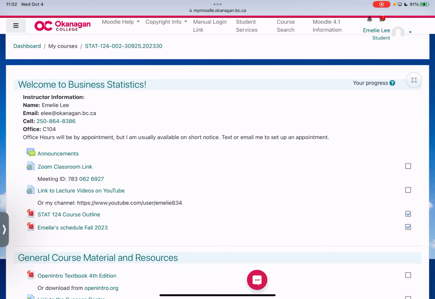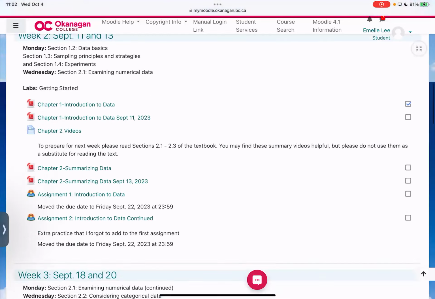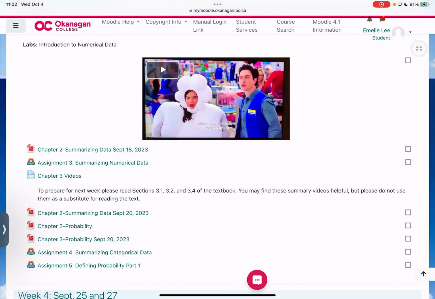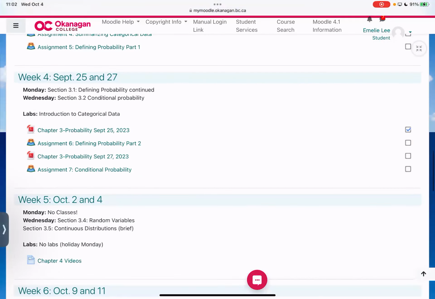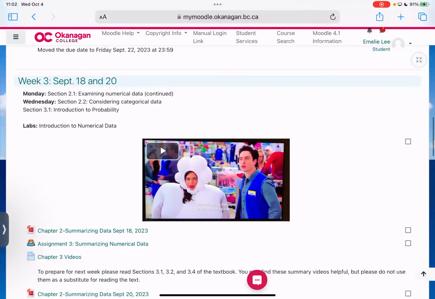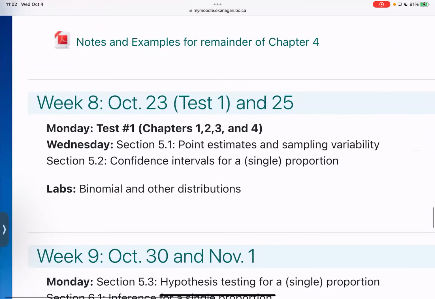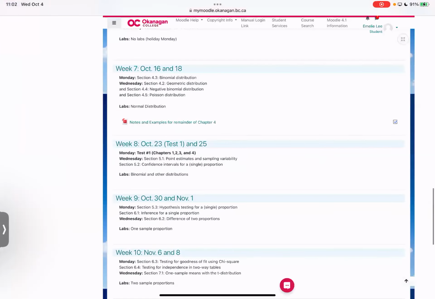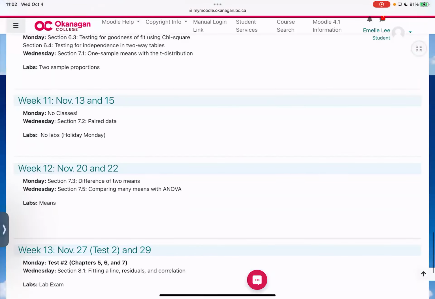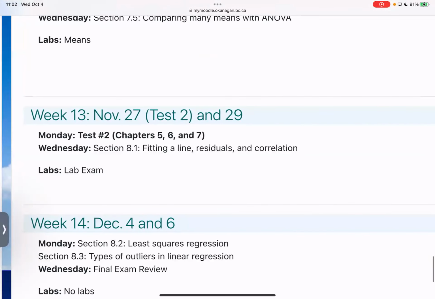I've got our test dates posted. Test number 1 is when? 23rd. There. Thank you. 23rd of October, test number 1. Got some time, but it's also on 4 chapters. 1, 2, 3, 4, obviously. More of a sprinkling in chapter 4, but we'll talk about that when we get there.